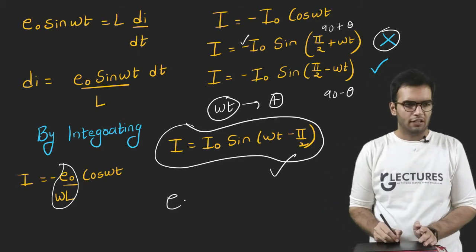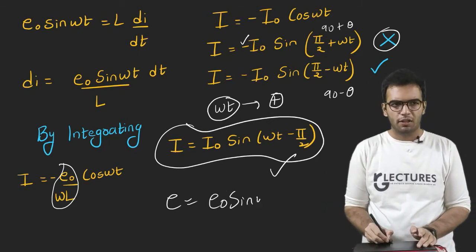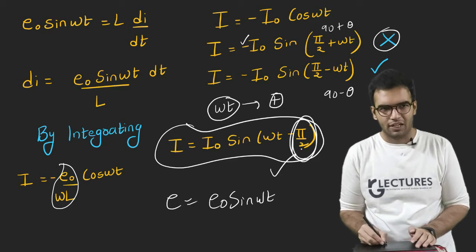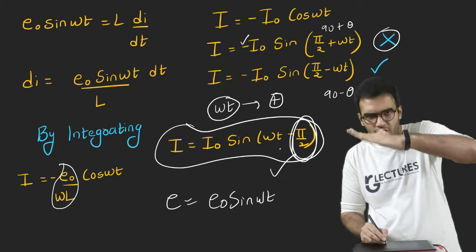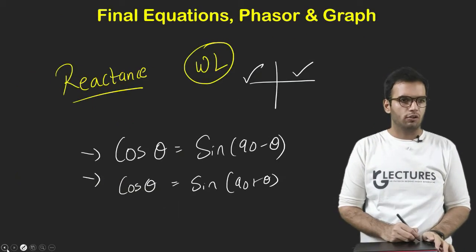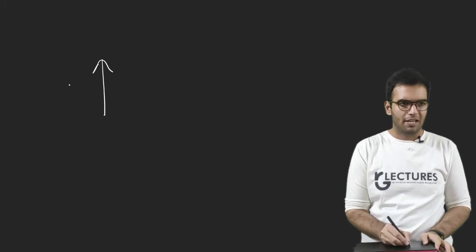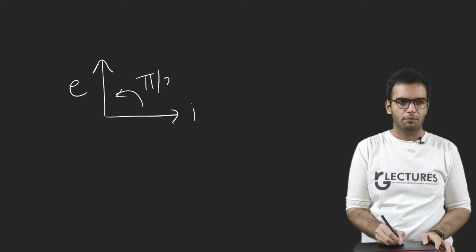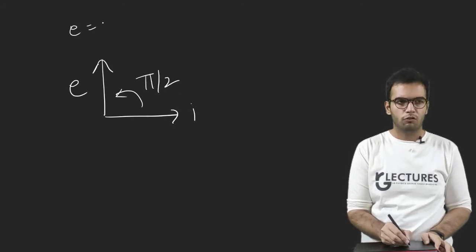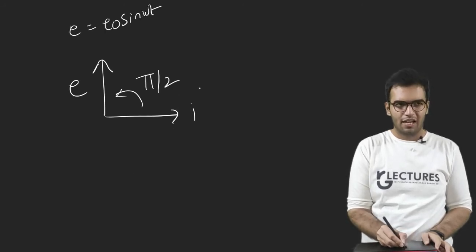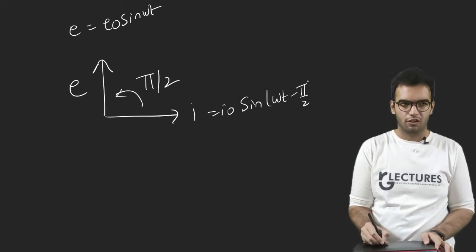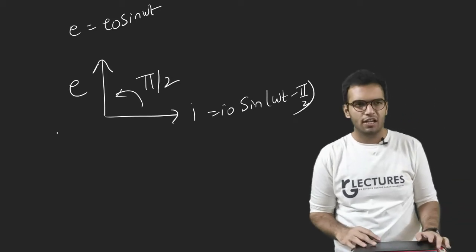Okay, and let us compare this with E naught sine omega t. So I can see my current lags behind by an angle of 90 degrees, omega t minus 90. Okay, so these are my final equations, and if I want to draw the phasor, my E will be on the y-axis and I will be on the x-axis, and this will be my phasor, because E is equal to E naught sine of omega t and I is equal to I naught sine of omega t minus 90. So E leads I by 90.